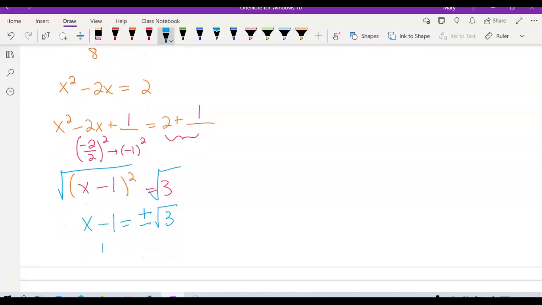To get x by itself, now all I have to do is add 1 to the other side, and I can't combine it, so I'm done. I should also mention here that you can't simplify the square root of 3, which is another reason why it's done. It doesn't combine and it doesn't simplify.